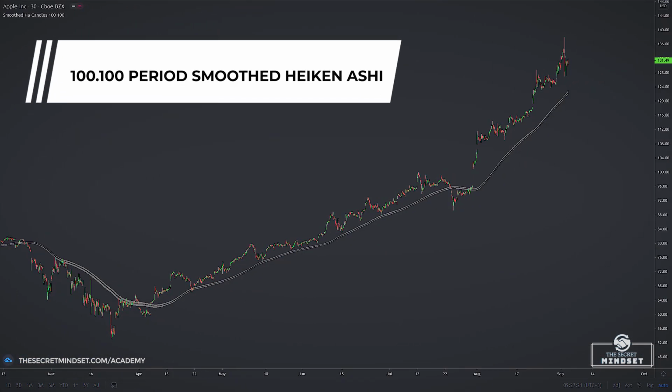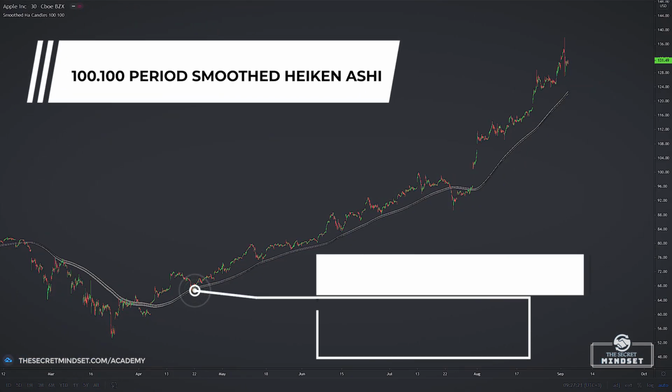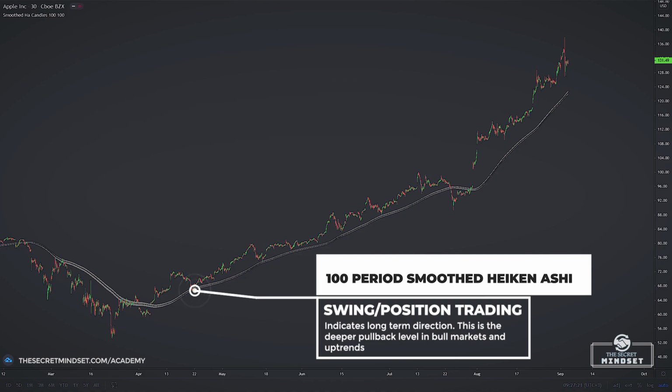If you enjoy swing trading or position trading, you can use the 100-period Smoothed Heiken Ashi, which indicates long-term direction. This is the deeper pullback level in a bull market and uptrends. It usually presents a great risk-to-reward ratio in bull markets.